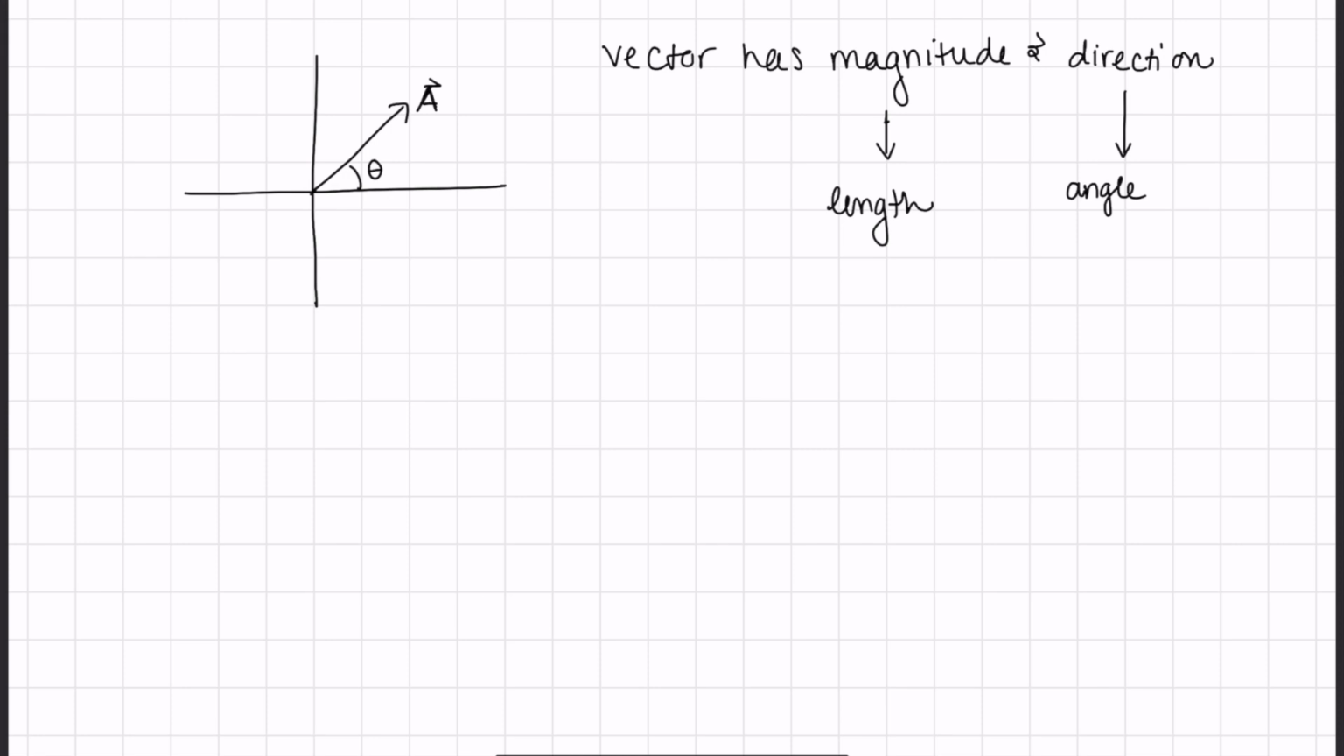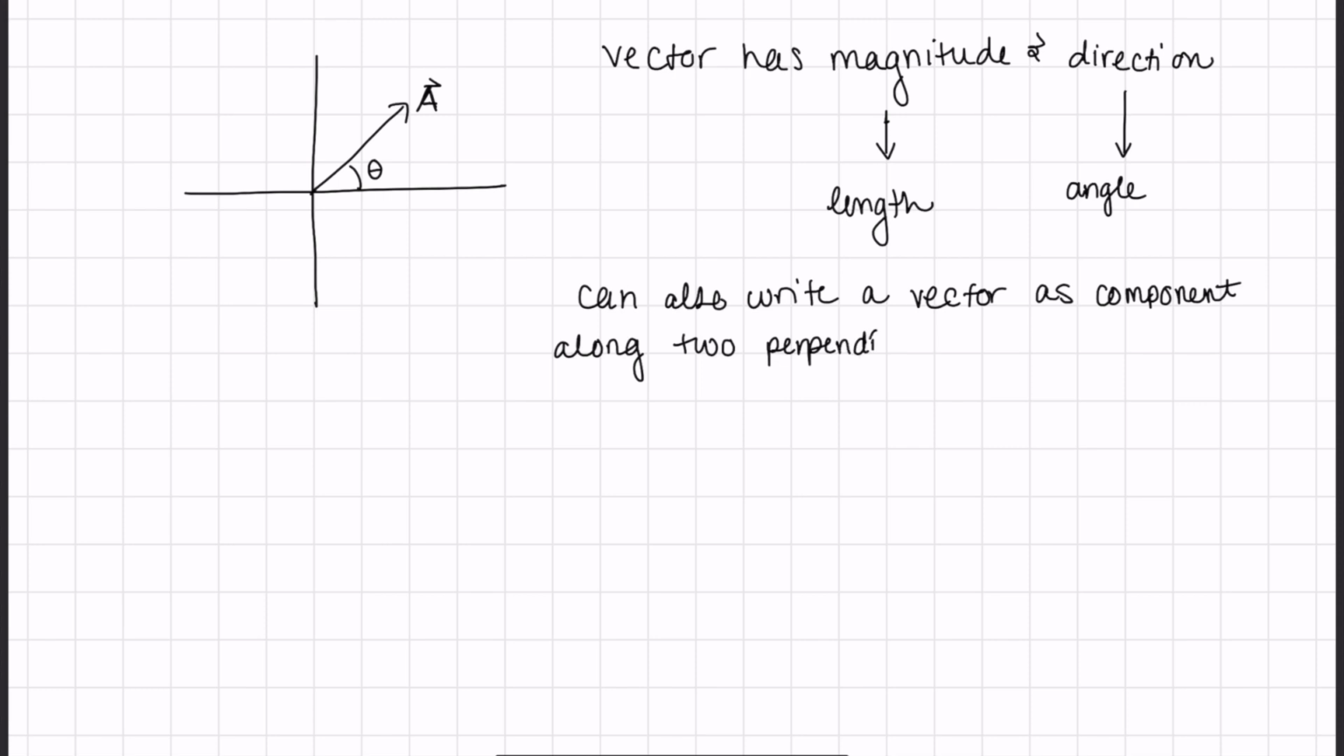Or the other way that we can write it is in terms of components. So we can also write a vector as components along two perpendicular axes. This definition will become more important as you get into more complicated force setups, but it's two perpendicular axes.